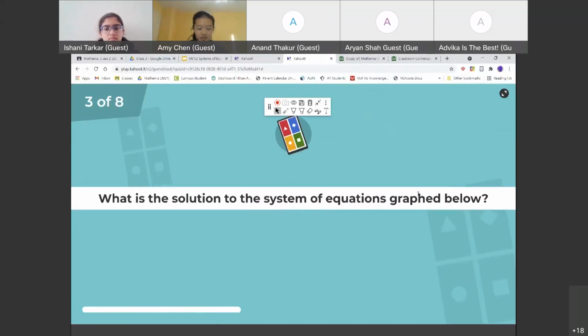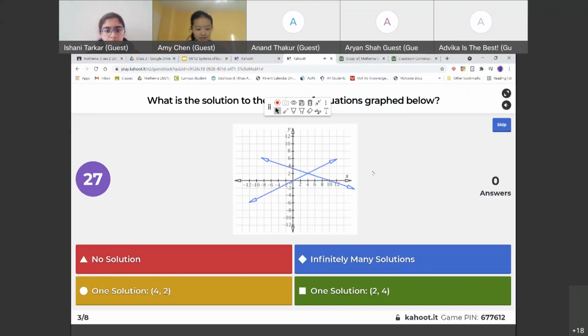Okay, what is the solution to this system of equations? Blue. Q4.